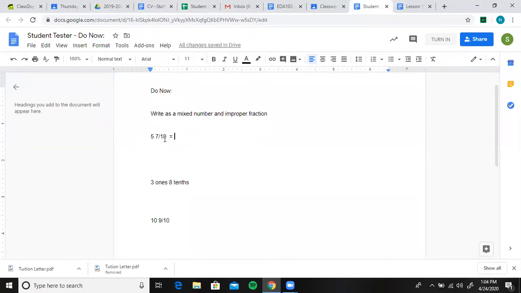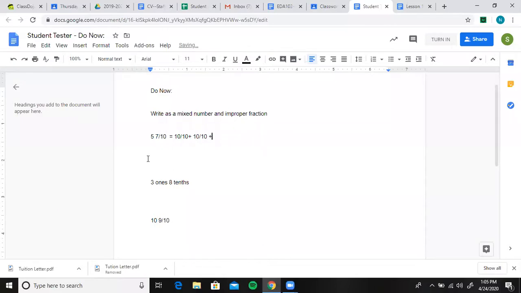So this is a mixed number. So we're going to write it as an improper fraction. So I want to think, how many wholes do I have? I have 5 wholes, so that's 10 tenths 5 times. And then I have 7 more tenths. So if I have 10 tenths, you don't have to write the full addition sentence. You can just write your answer.